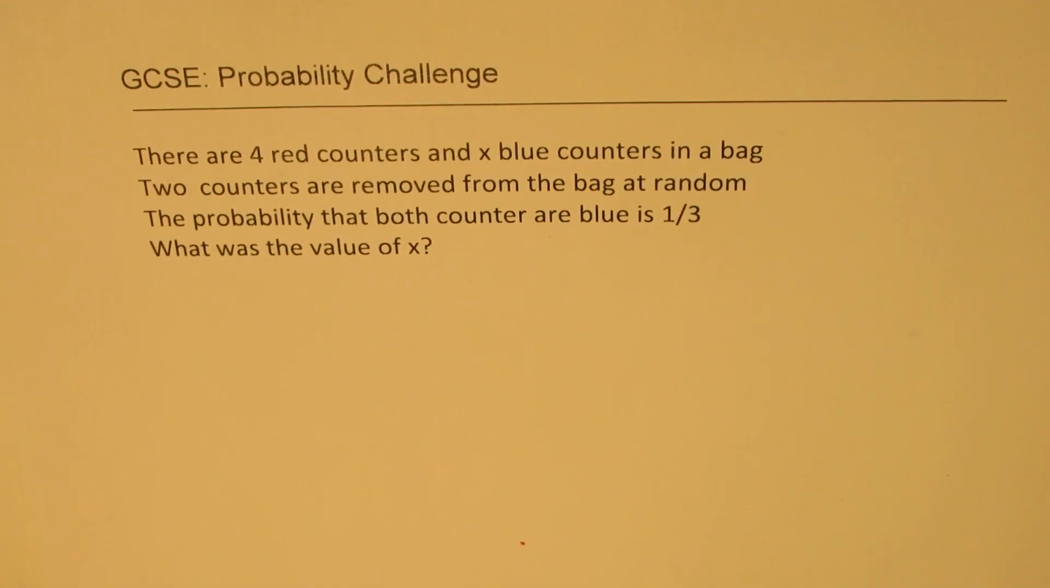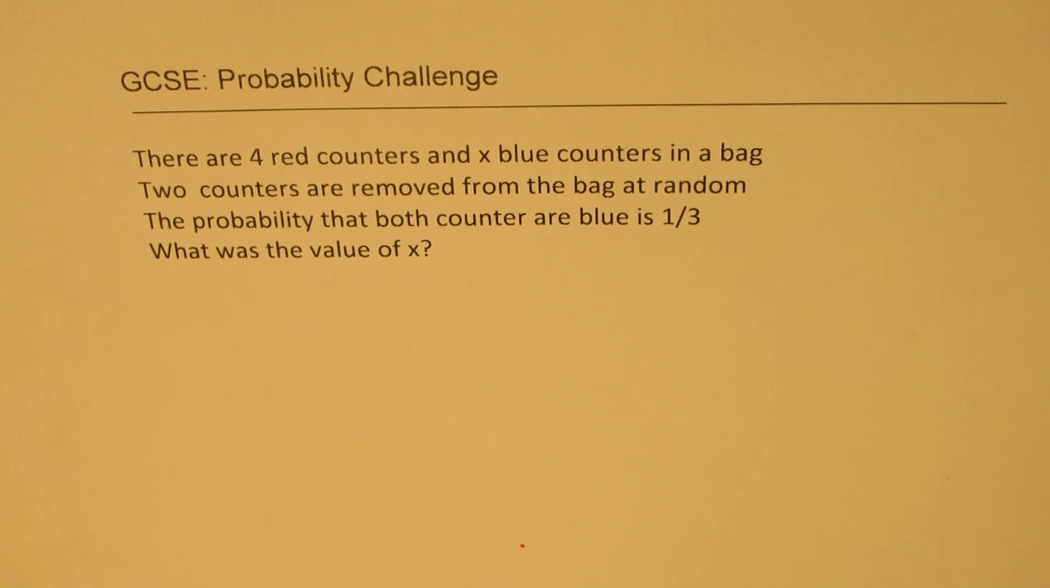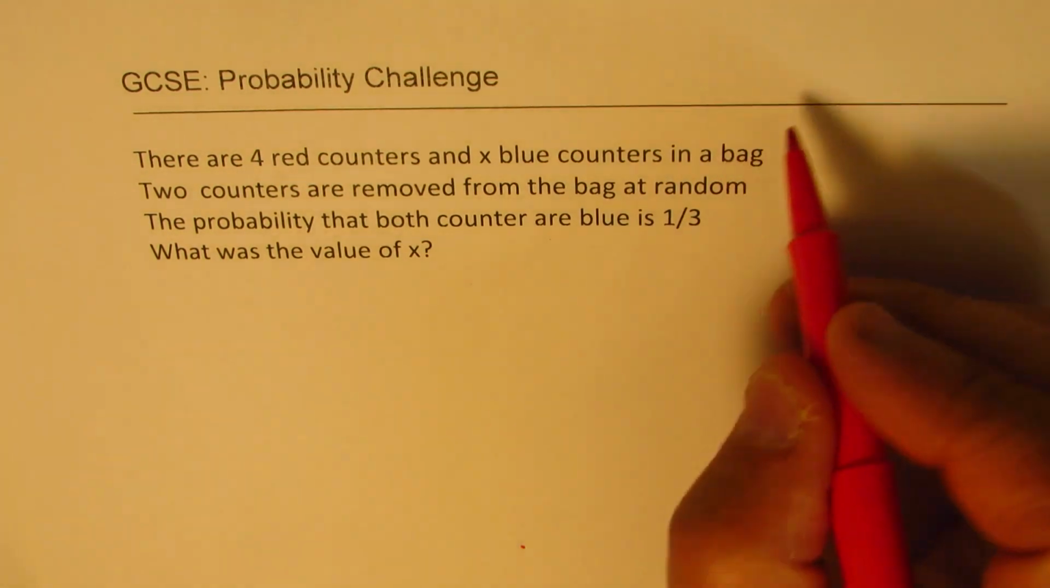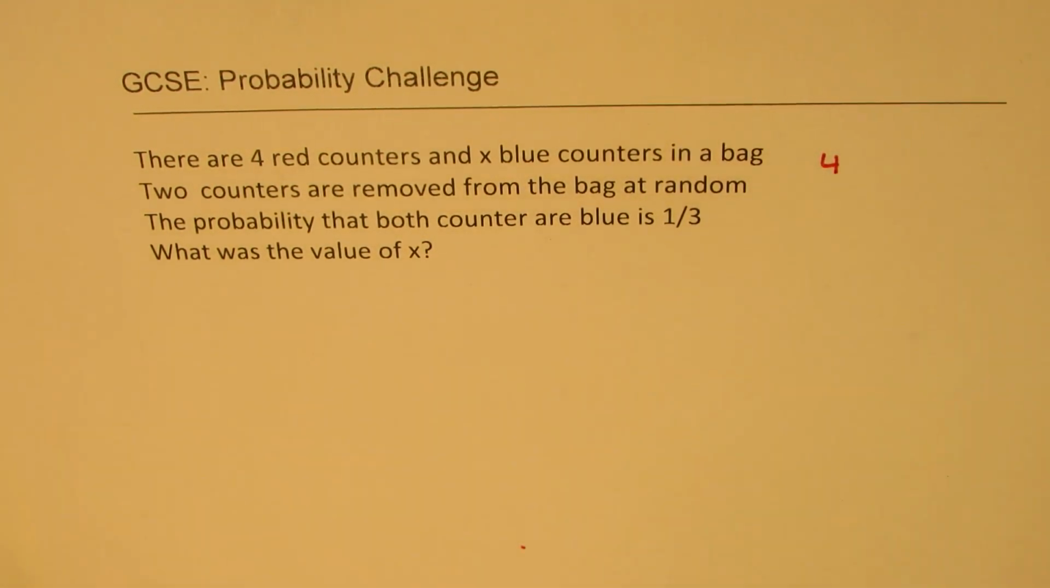Here's another question from your practice test. There are 4 red counters and X blue counters in a bag. 2 counters are removed from the bag at random. The probability that both counters are blue is 1 over 3. What is the value of X? Clear? So you can actually pause the video now and then solve, correct?